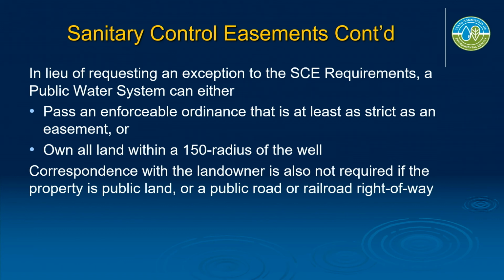Correspondence with the landowner is also not required if the property is public land or a public road or railroad right-of-way. So this means if your well falls within a 150-foot radius of a military base, I-35, or any road in general, or a railroad, I'm not going to ask you to solicit the U.S. government or the railroad or TxDOT. You guys will just come to us and ask for an exception to the right-of-way there.